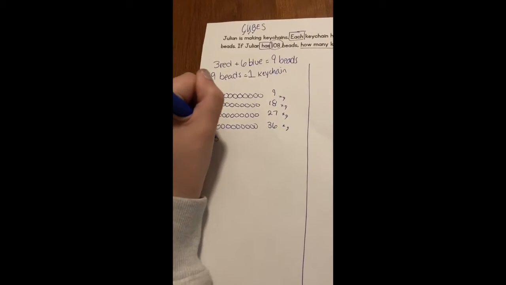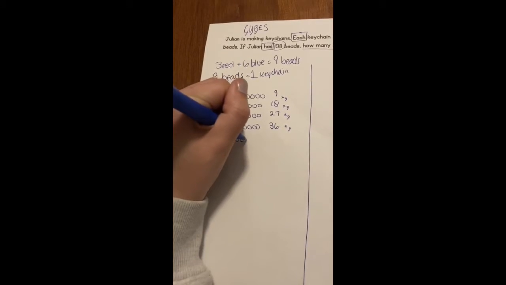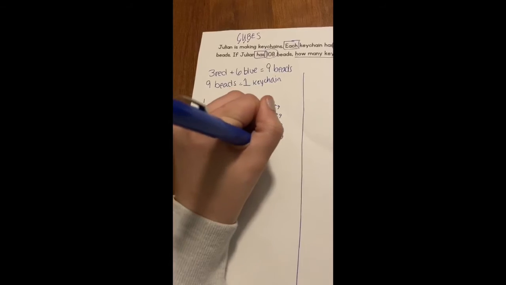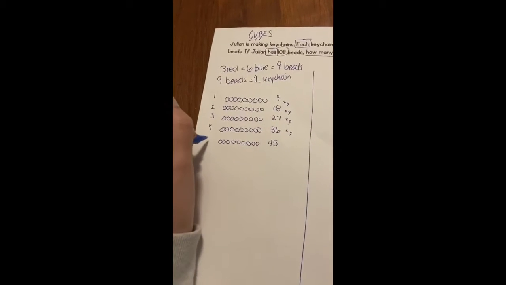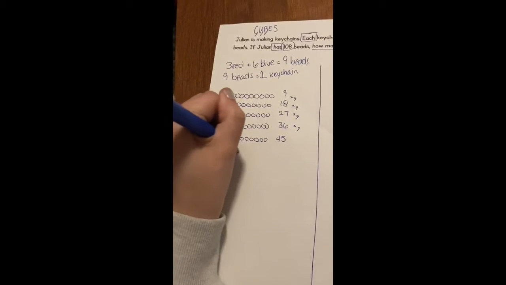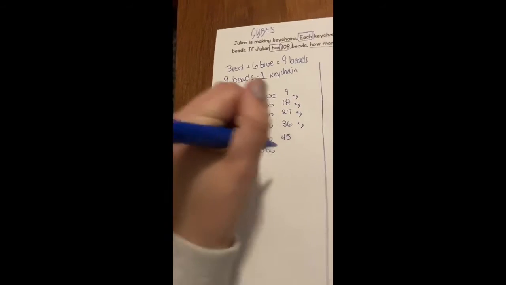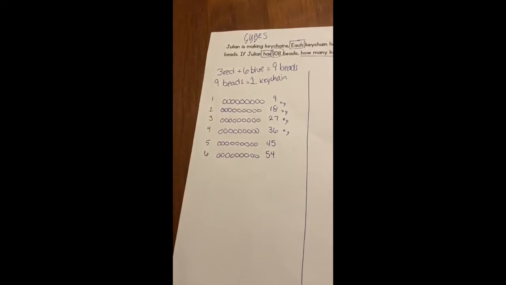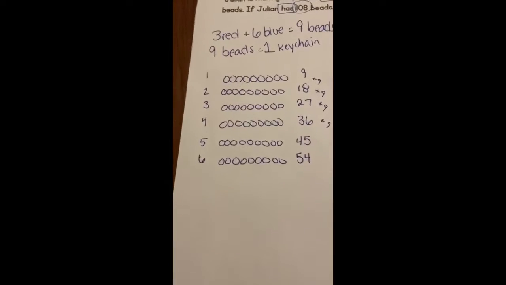So another 9. 36 plus 9, that's going to give me 45. That's 45 beads to make 5 keychains, okay? Another 9 gives me 54. That's 6 keychains. Woohoo, we're going to keep going though, ladies.